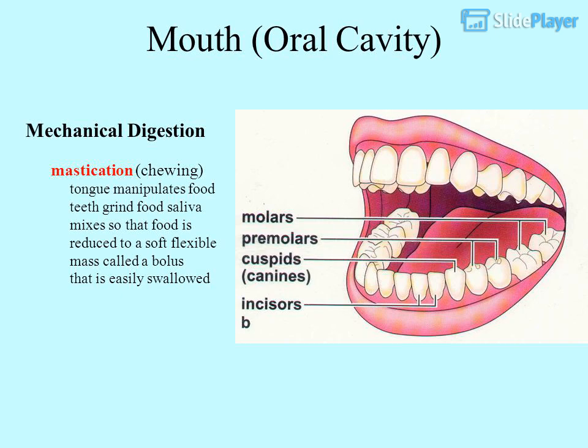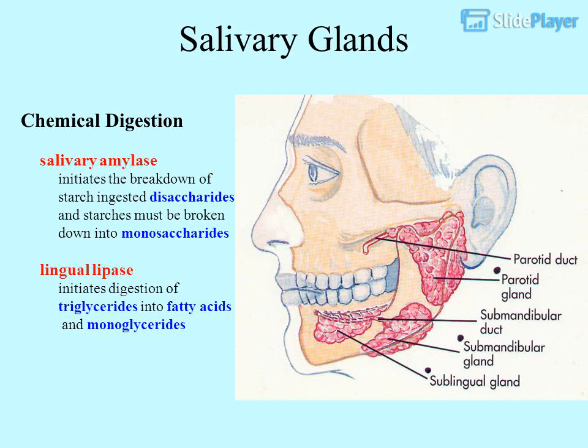Mouth, oral cavity, mechanical digestion. Mastication, chewing. The tongue manipulates food. Teeth grind food. Saliva mixes so that food is reduced to a soft, flexible mass called a bolus that is easily swallowed.